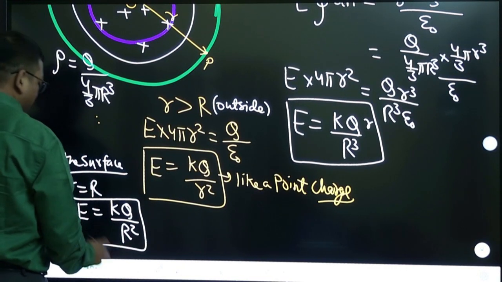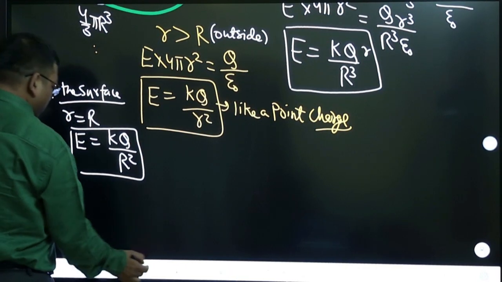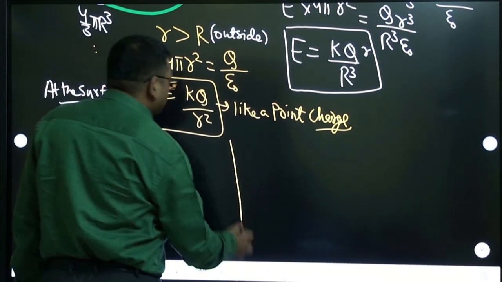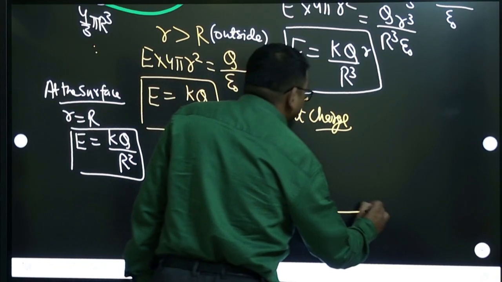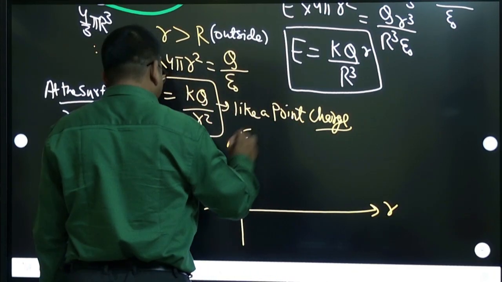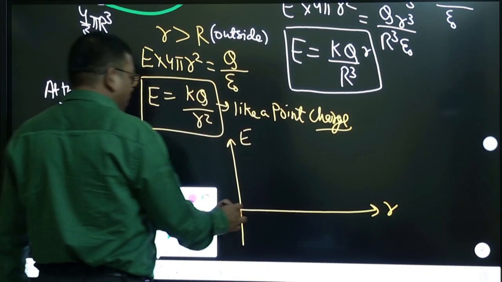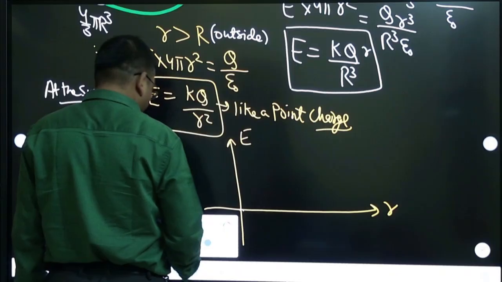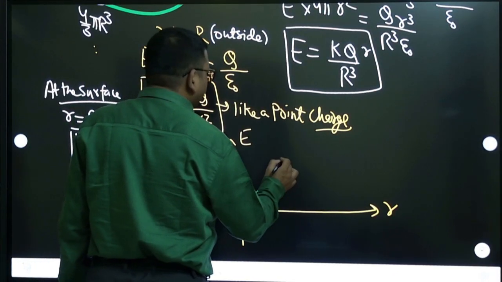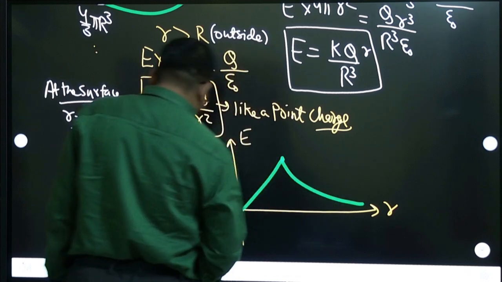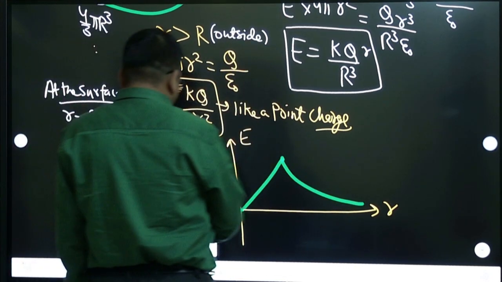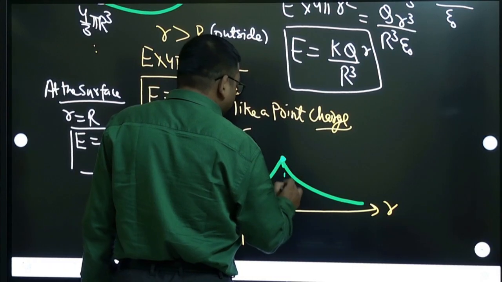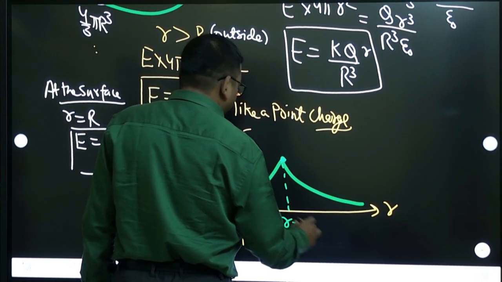Now you can see that this is going to be a continuous graph, and you can draw the E versus r graph. How will this graph look? You have already seen this graph, but again I am drawing it. It will look like this. Here this is the surface, r equal to capital R. This is a straight line.